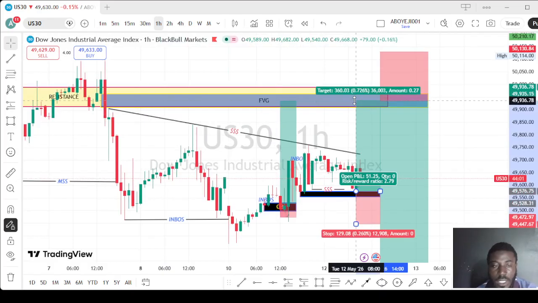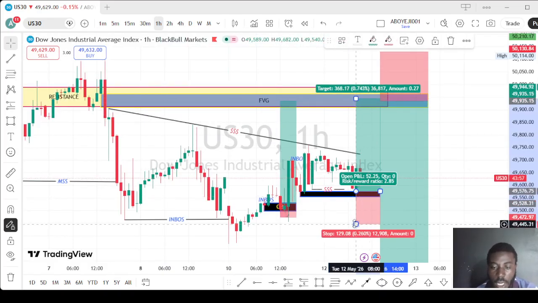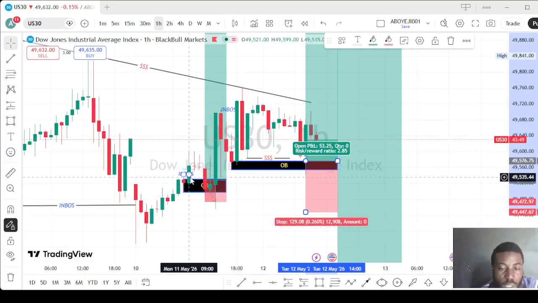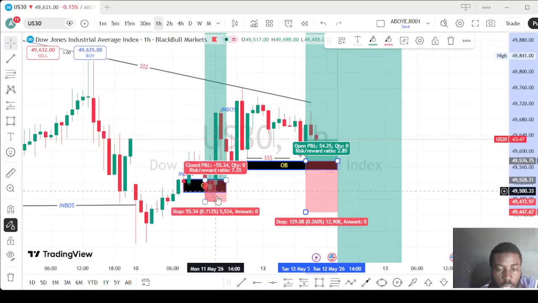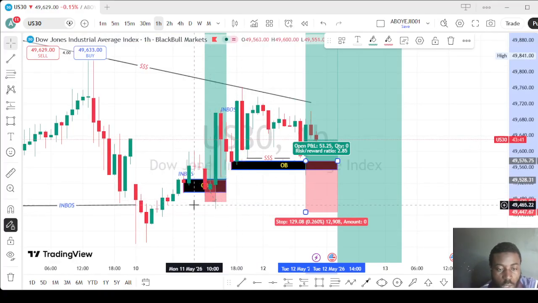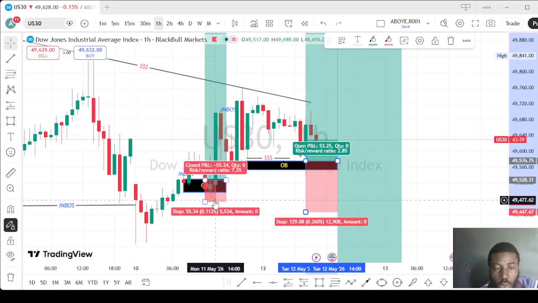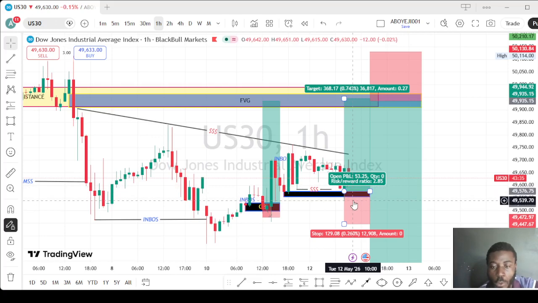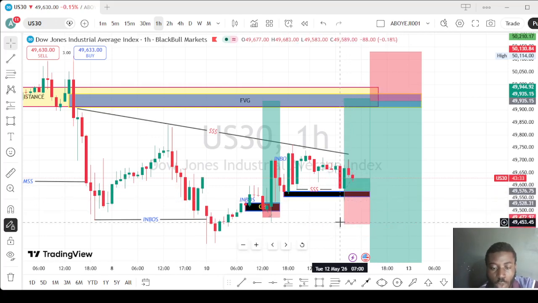This way I'm taking my take profit from it, and my stop loss will be below here, below this wick, for safer purposes, because I don't want what happened to me yesterday to happen again. If you can see this wick, it swept all this liquidity. So for better safety, I put my stop loss below here.